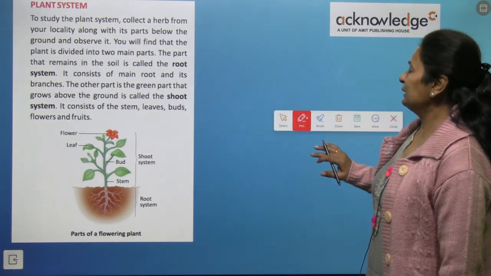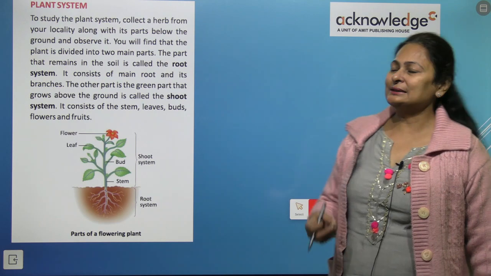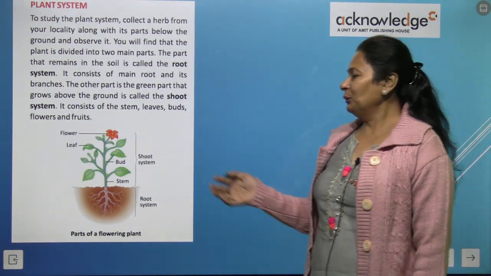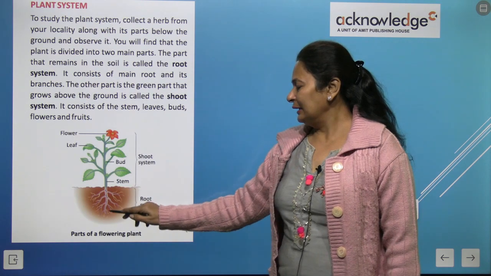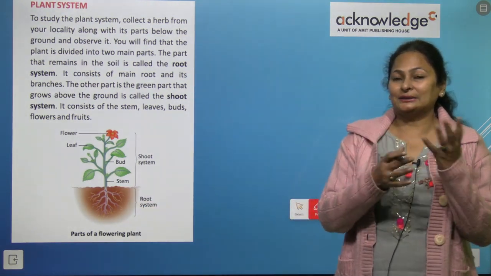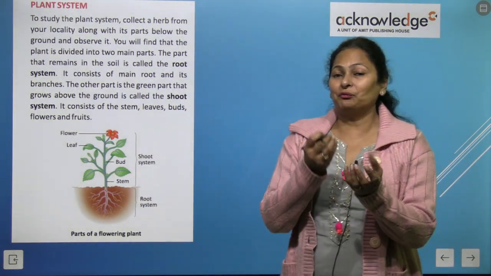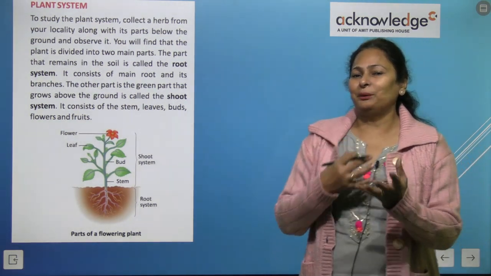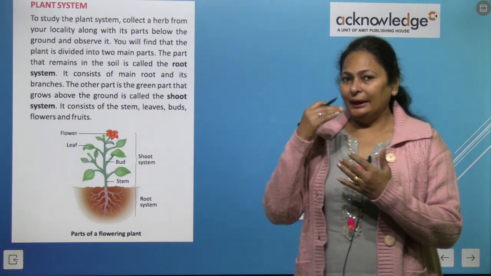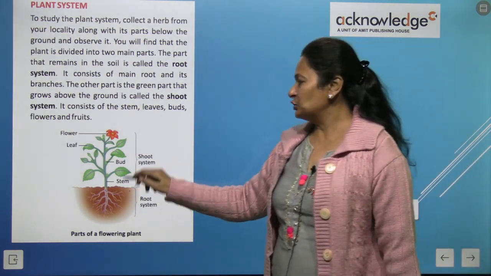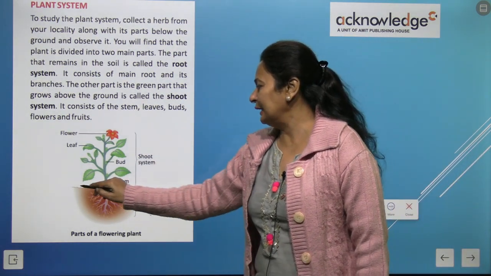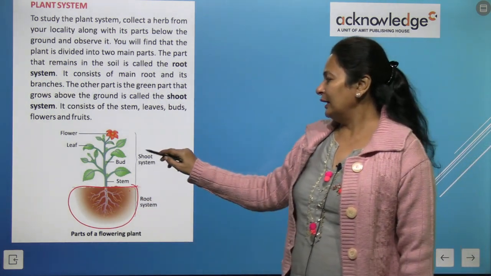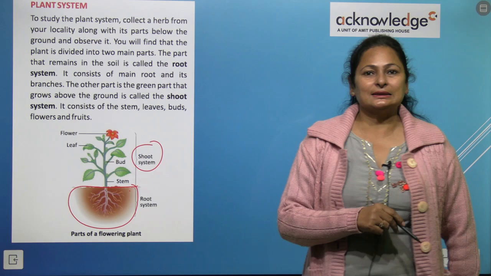To study the plant system, collect a herb near your locality. So what we will do? We will see it is divided into two. Actually, it is not divided, but for a better study, to know more about the plants, we will study it in two parts. First is the root system. Here you can see in this picture, this is the root system, and the other is the shoot system.